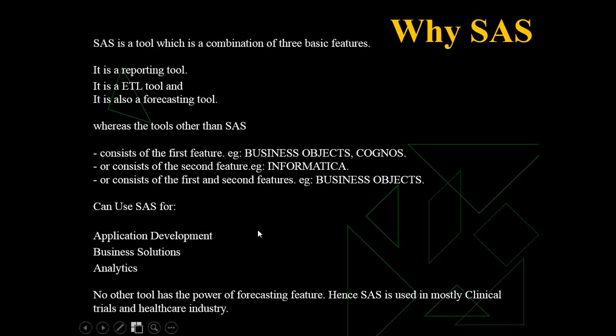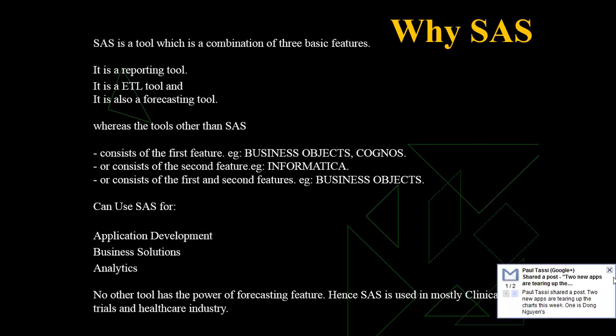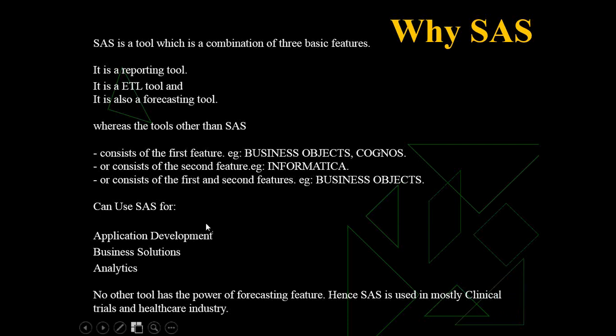Like SAS, we have some other tools, as I told you, in data warehousing, like Business Objects and Cognos. We are doing reporting with Business Objects and Cognos. These two are reporting tools. Informatica is an ETL tool, and Business Objects can do ETL and reporting also. But we don't have any other tool for forecasting purposes. SAS is the only tool with which we can do forecasting. We can use SAS for application development, business solutions and analytics.